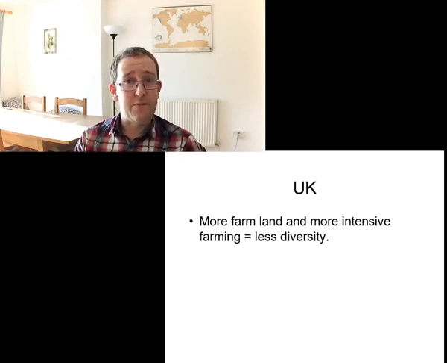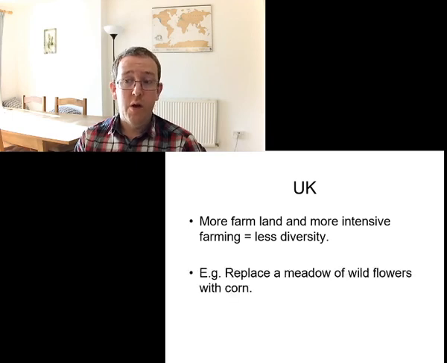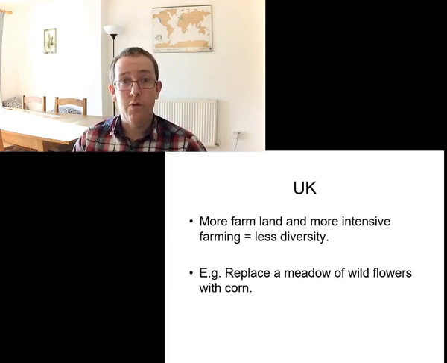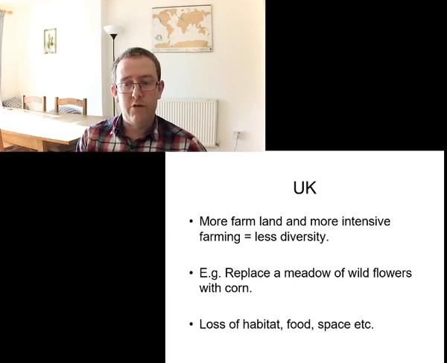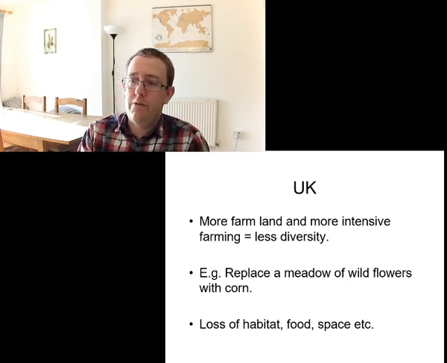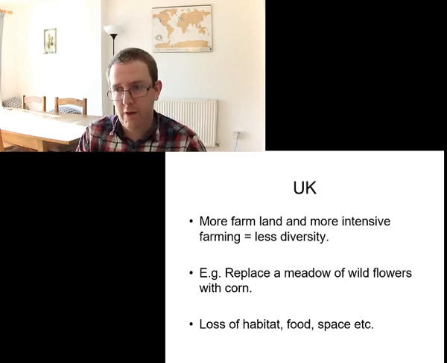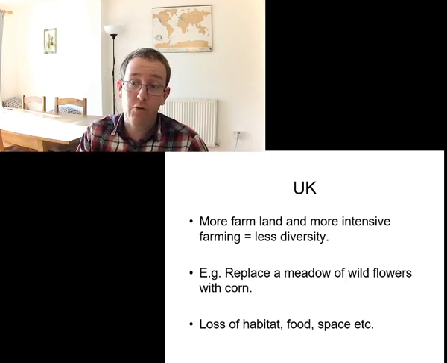So more intensive farming equals less diversity, of course. Because if you replace a meadow of wildflowers with corn, you're replacing a huge diversity, many, many different species, with one. Okay? So you get a loss of habitat, a loss of food, a loss of space. As far as a pollinating insect goes, a field full of corn is effectively a desert because there's no flowers, there's no water, there's no food for them, and they can be miles and miles and miles, square miles of field before they can get to anything they can actually land on or use.